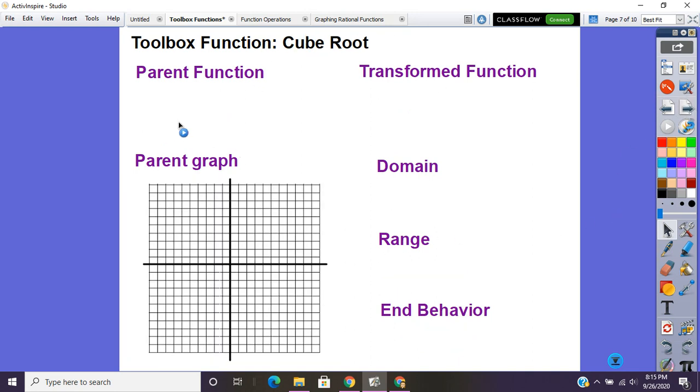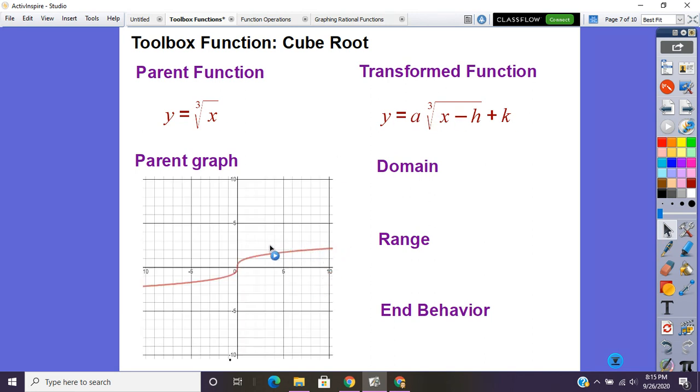Then we have a cube root function. So y equals a cube root of x. And then our transformed function looks like this. Our graph is just another version of that bumpy slide, just going a little bit more sideways than the cube. Our domain and range are both negative infinity to infinity.